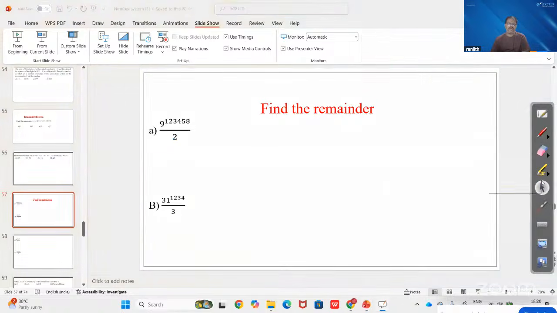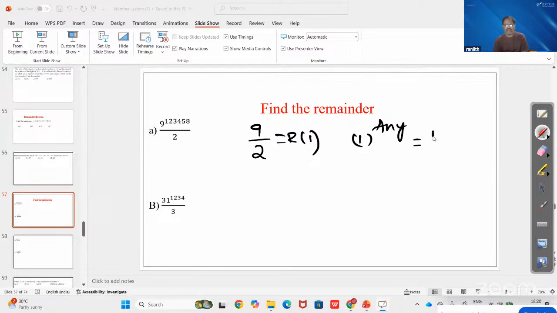Next will be finding the remainder of 9 to the power of 1, 2, 3, 4, 5, 8 divided by 2. 9 is given some number of times. I am taking only one time. When we divide 9 by 2, what is the remainder I am getting? 1 is the remainder. 1 power any value will be equal to 1 only. 1 by 2 will be equal to remainder is 1.